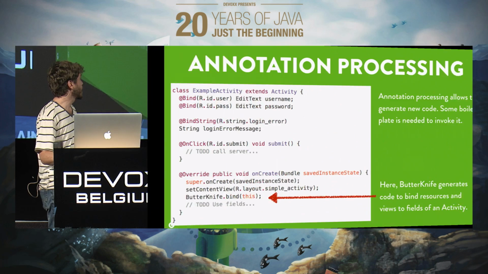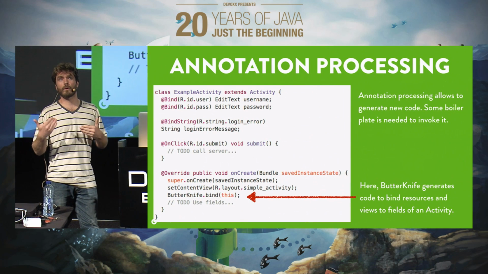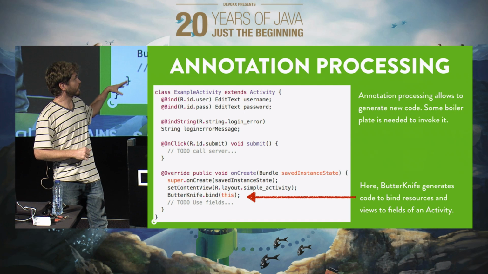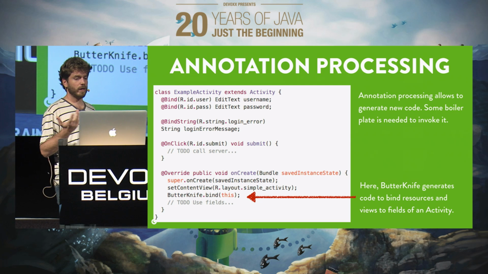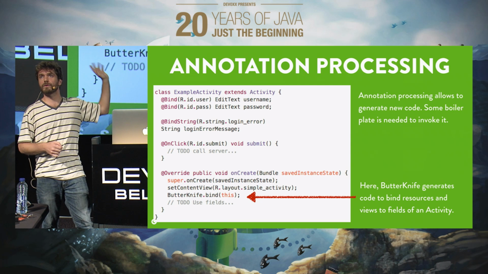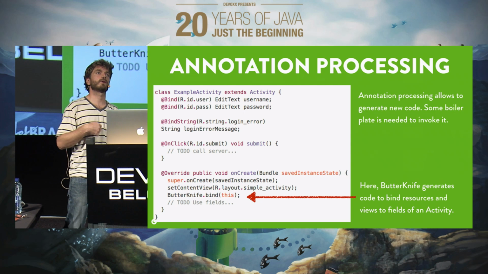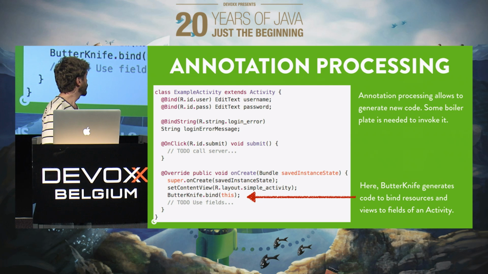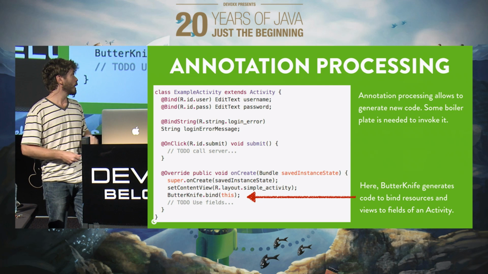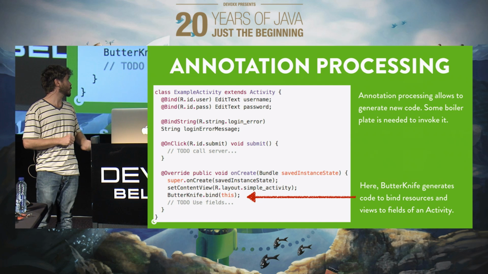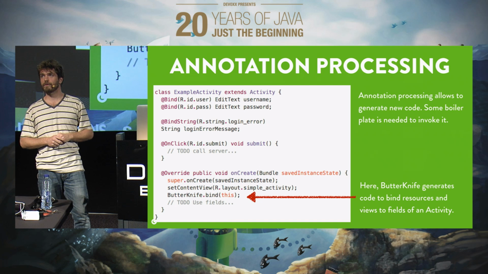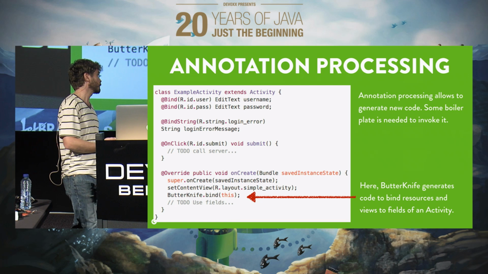Now let's focus on the third approach, the third alternative, which is annotation processing. Here is an example of annotation processing inside ButterKnife. You just annotate a couple of fields, like the edit text username. You are going to bind it to an Android ID inside the layout. And with ButterKnife, we're going to generate some new code. There will be some boilerplate code needed to actually invoke the code that is generated during annotation processing.